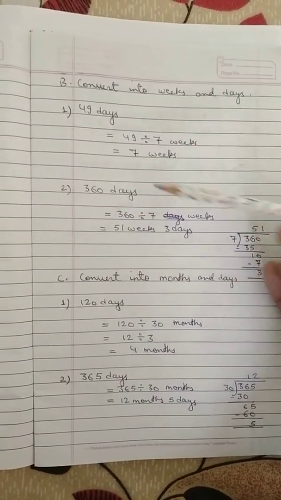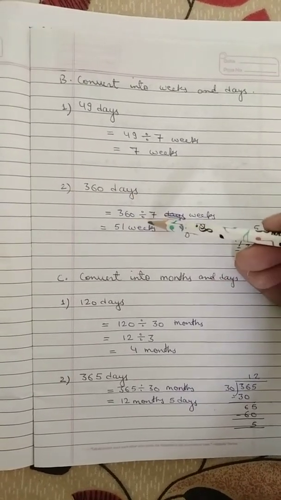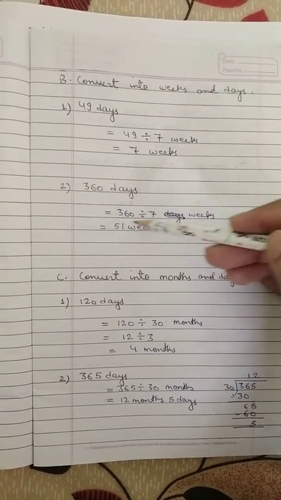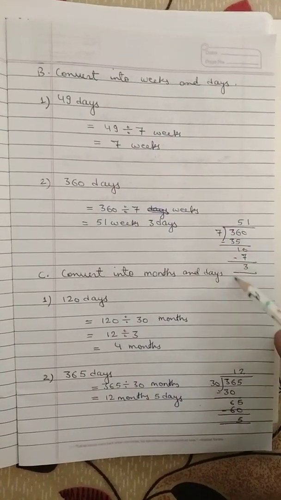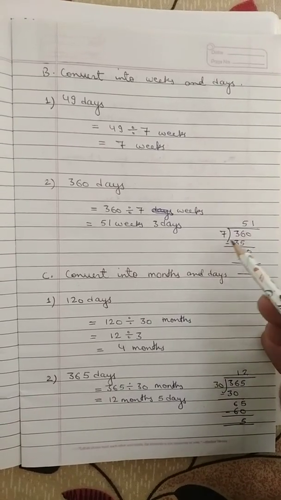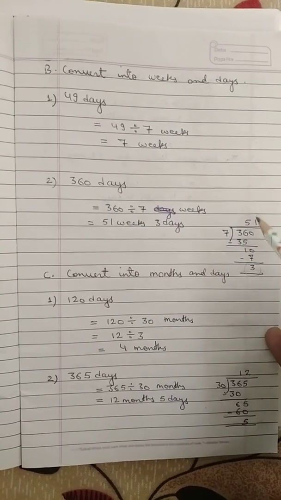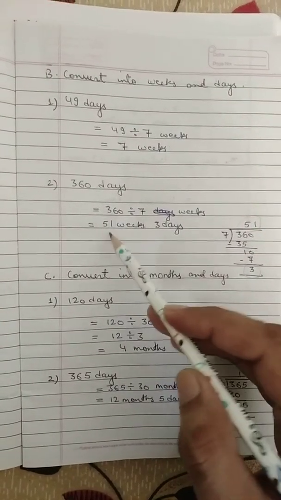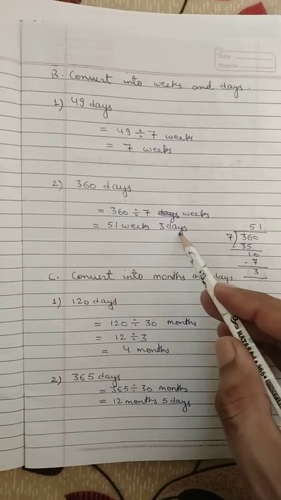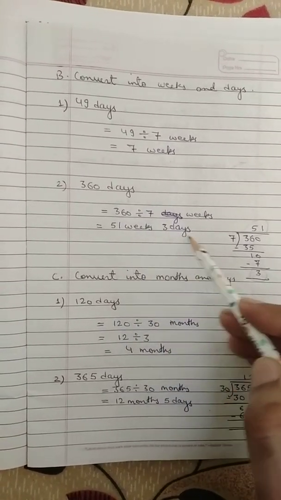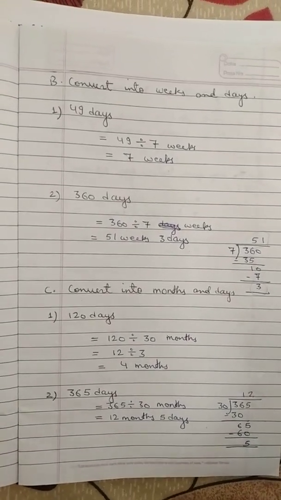Now 360 days divided by 7. When we divide 360 by 7, it will convert it into weeks. This is the division. Remainder is 3 and quotient is 51. So the quotient will be the weeks, 51 weeks, and the remainder will be the days. So 51 weeks and 3 days. Okay. Now C part, convert into months.